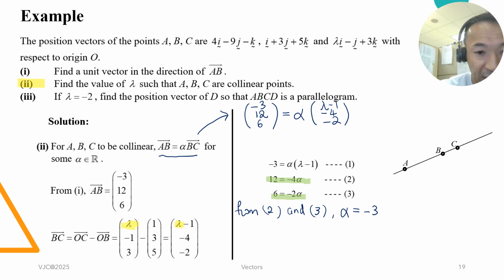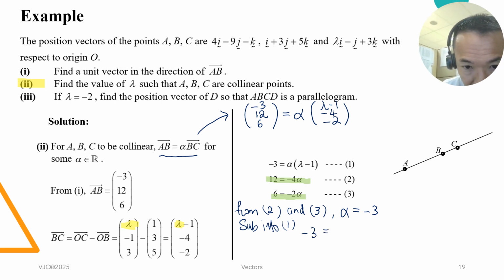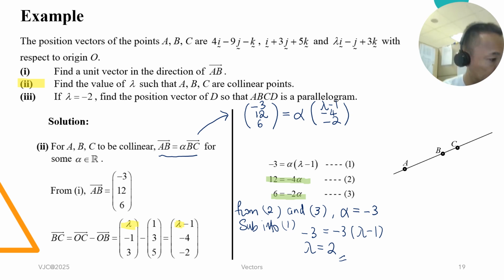And then you substitute into 1. You sub alpha equals -3 into 1, you get -3 equals -3 lambda minus 1. Lambda must be equal to 2. There you solve it. Here I'm just using the idea of collinearity. Let us recap, I'm using the idea of collinearity here. Last part.